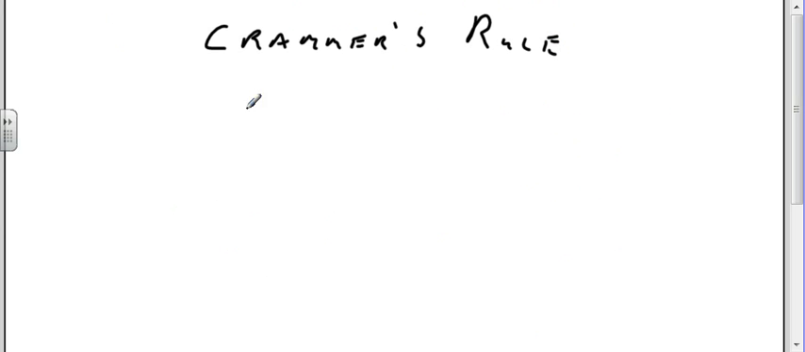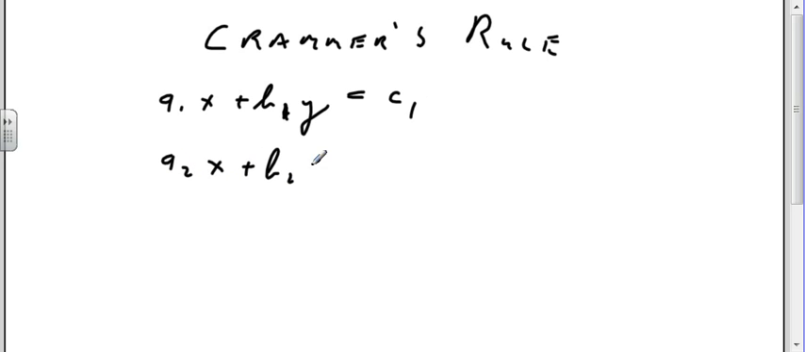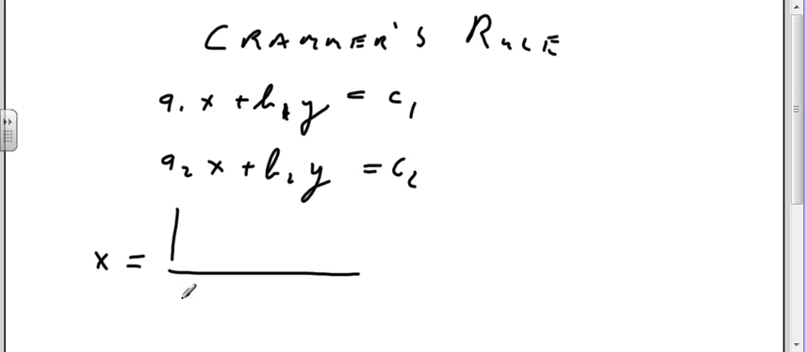And what it says is that if I have something in the form a1x plus b1y is equal to c1, and a2x plus b2y is equal to c2, then I can write x. And x is going to be, well, we'll put something on the bottom first, the determinant of a1, a2, b1, b2.